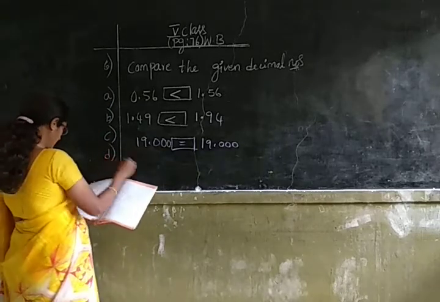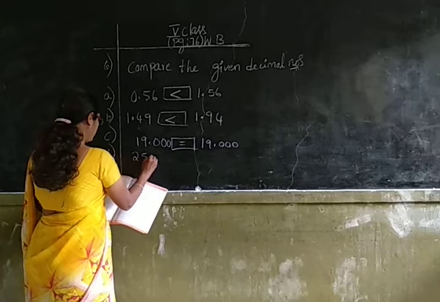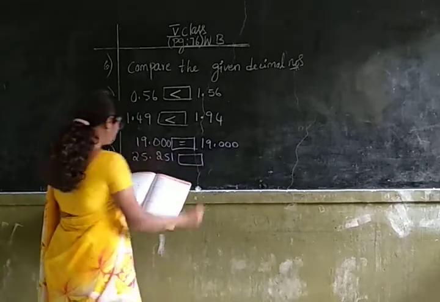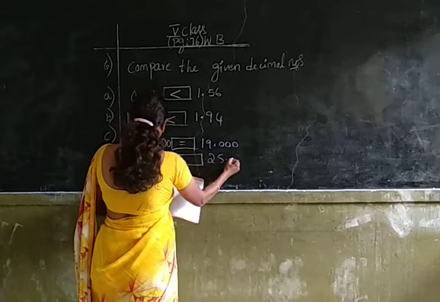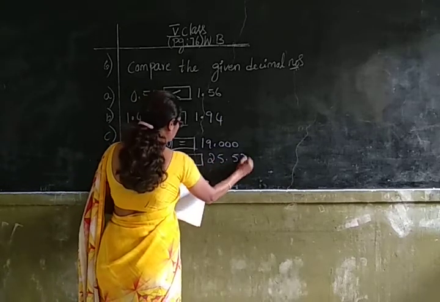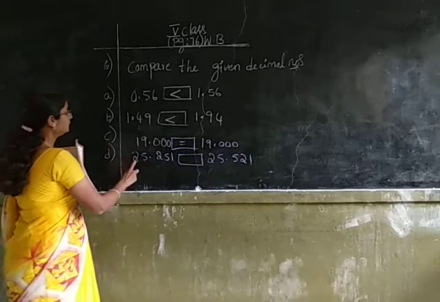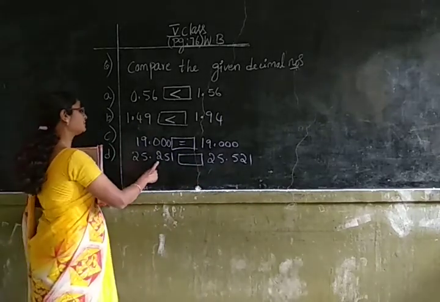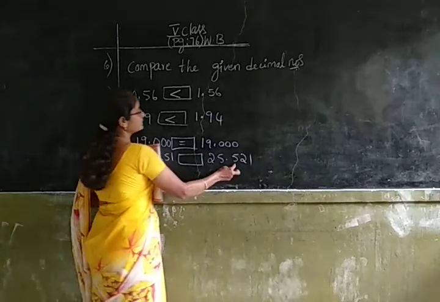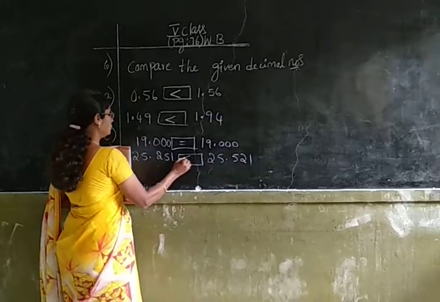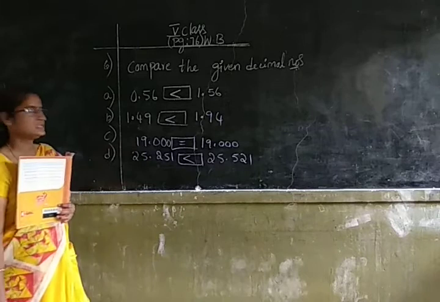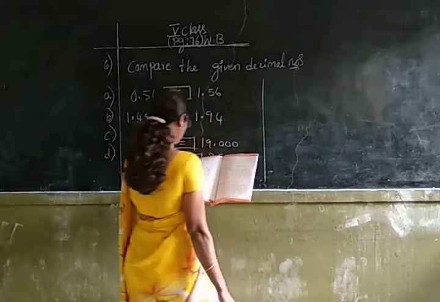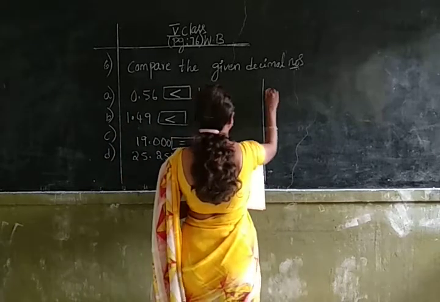Now let us do the D sum. 25.251, 25.521. In tens and ones place, both the numbers are having the same digits. In the tenths place, this number is having 2 and this number is having 5. So 25.251 is less than 25.521.